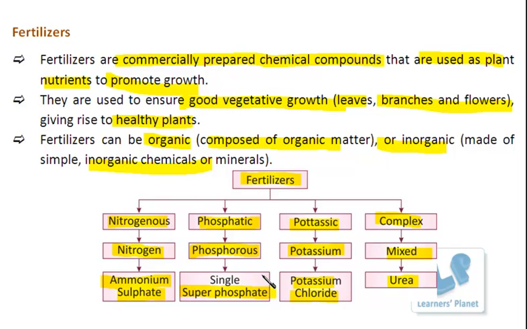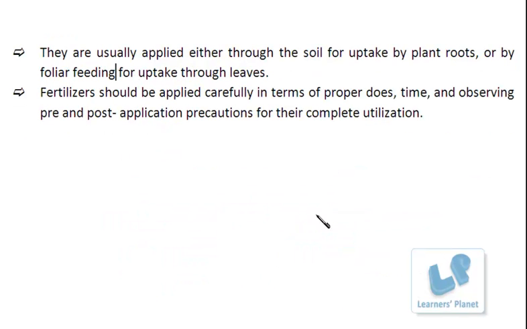Now the point is how these fertilizers are exposed to the plants, right? How they are applied for the growth of the plants, to the soil or to the plants or whatever. So let me give you this brief idea also. These fertilizers are either added directly to the soil, or they are provided by foliar feeding. That means by spraying over the leaves.